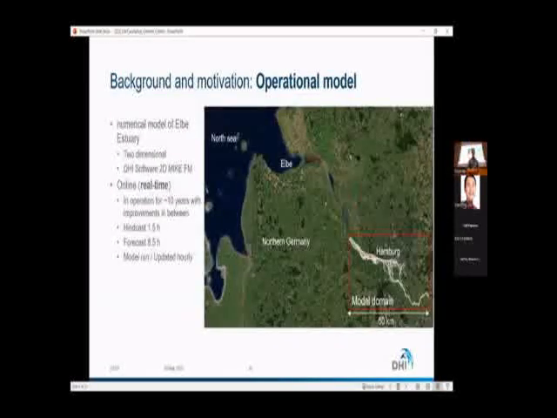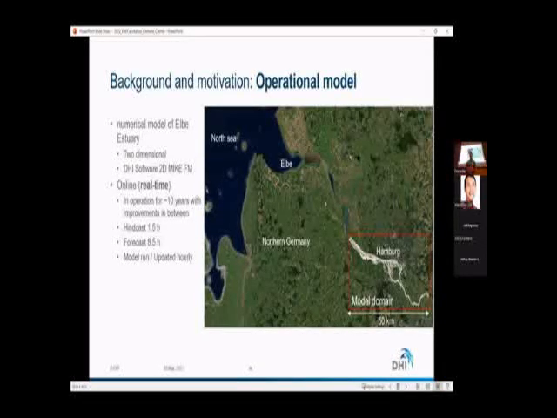Right now we're operating a numerical model of the Elbe estuary, which you can see in the map here. It's approximately 50 kilometers in width, covering a decent part of the Elbe River around the port of Hamburg. It's two-dimensional, and it's implemented in our own software. It's a real-time model which has been in operation for approximately 10 years with incremental upgrades every now and then.